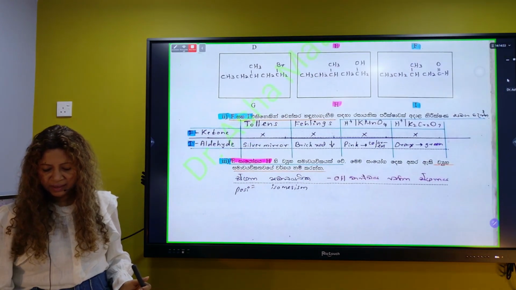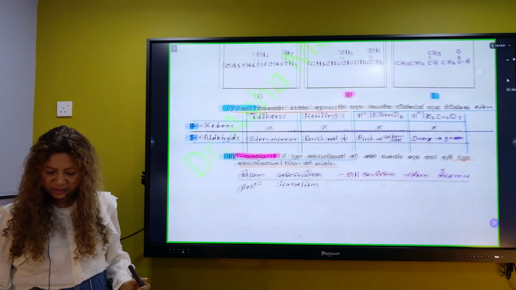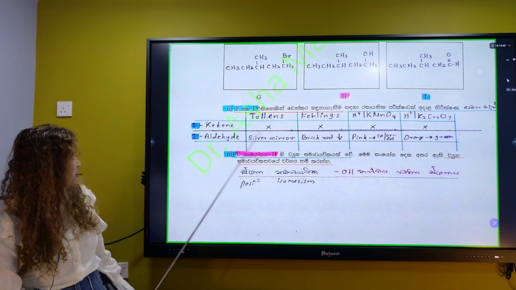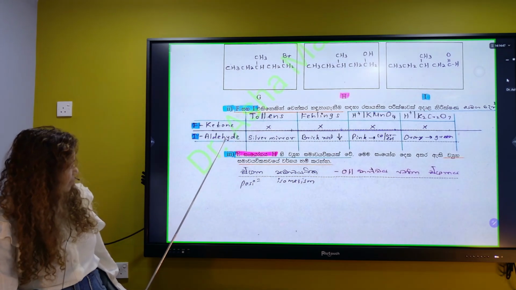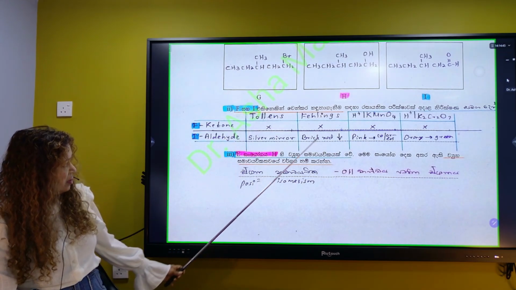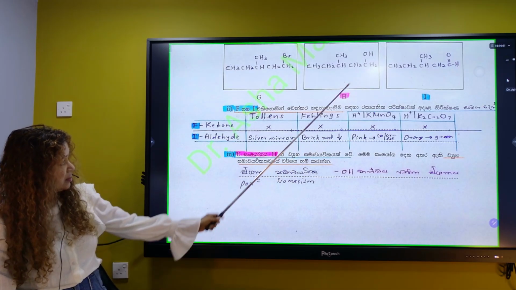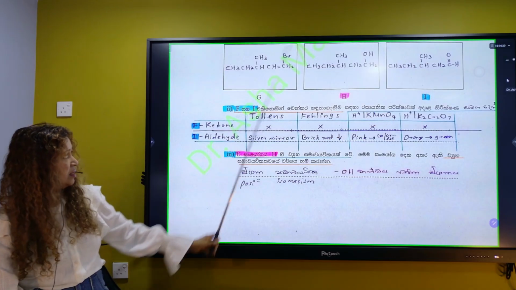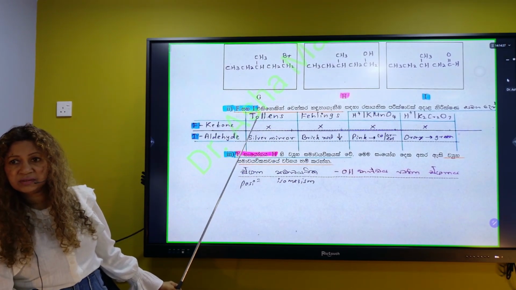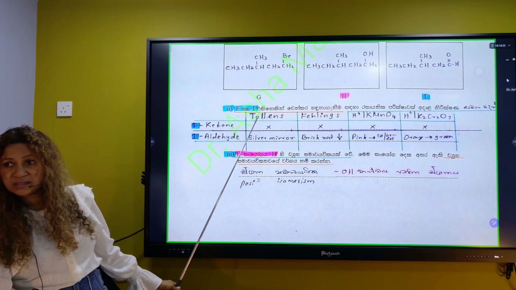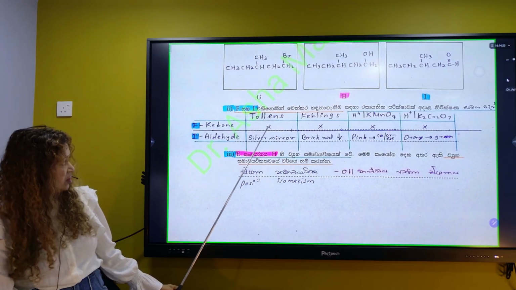Remember, any identification test you can go with, because F is a ketone, sorry, I is aldehyde. So Tollens, Fehling's, acidic KMnO4 or acidic dichromate. You can write Tollens, you guys know that. You have to write ammoniacal silver nitrate, okay? Don't write just Tollens.